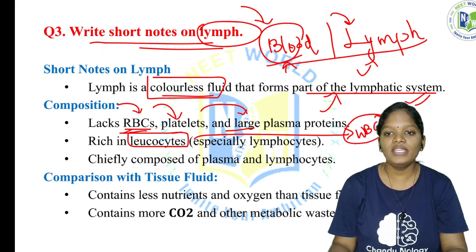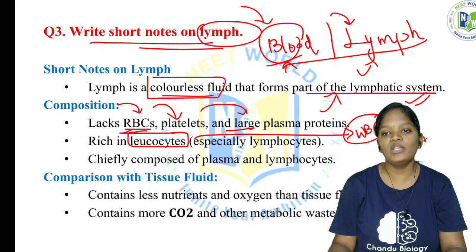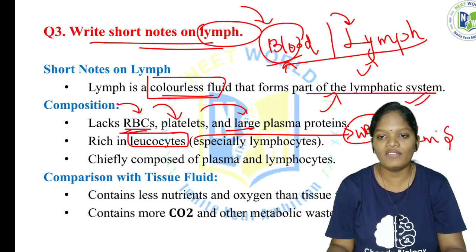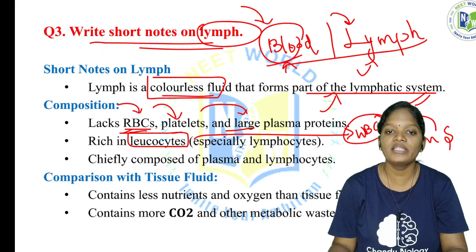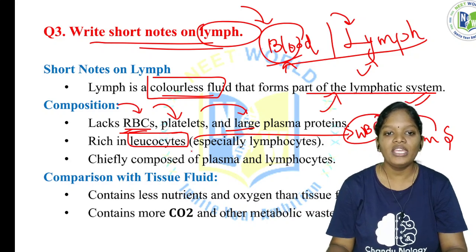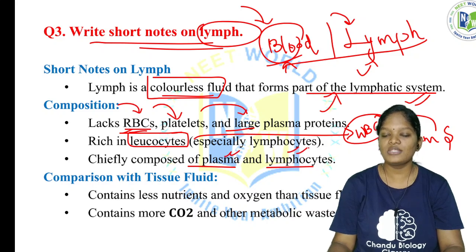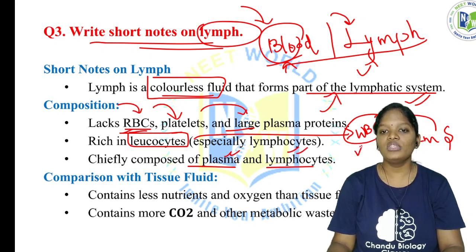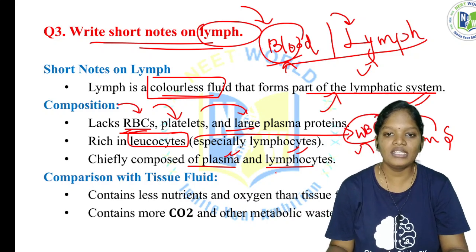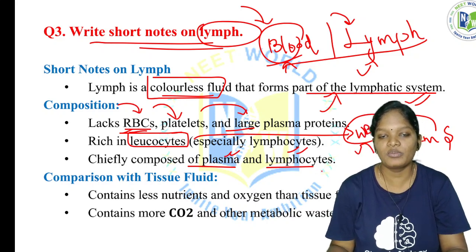That is why the lymphatic system is very much involved in the immune system, because the immune cells are present in the lymph. It is chiefly composed of the plasma and the lymphocytes. Even though all the other things are present, these are in the higher proportion in the lymph.